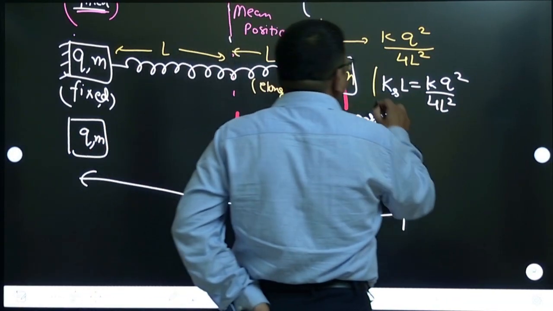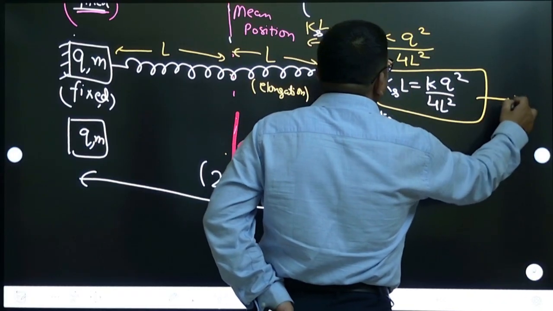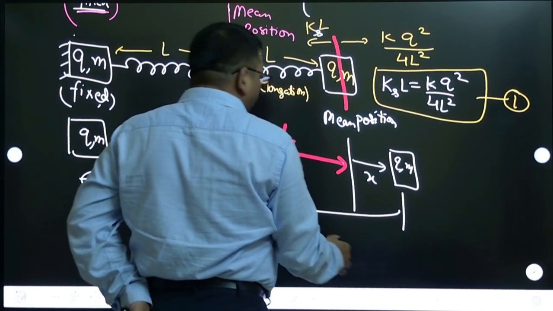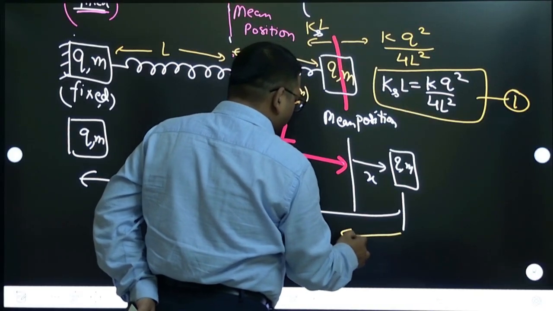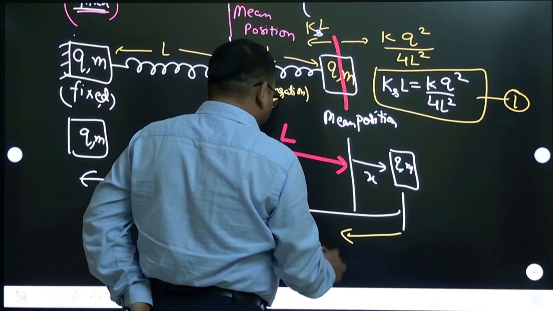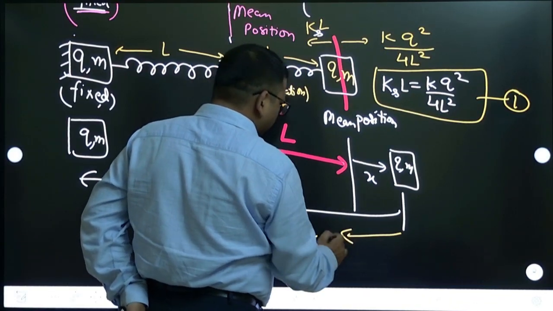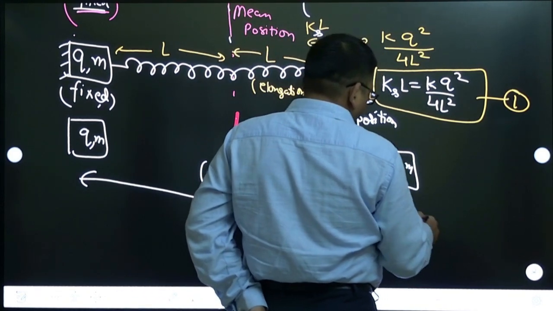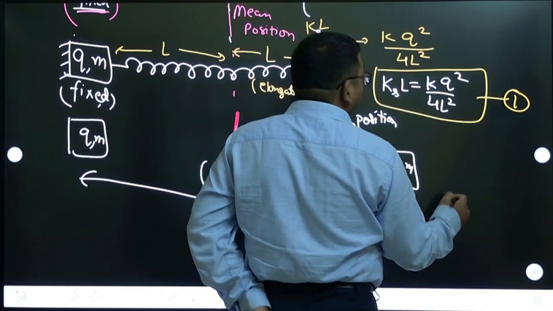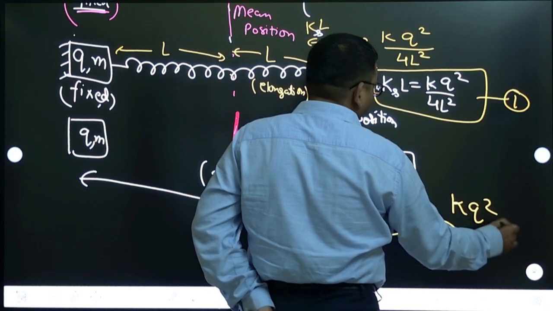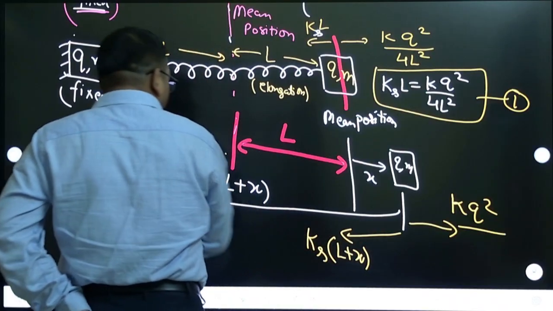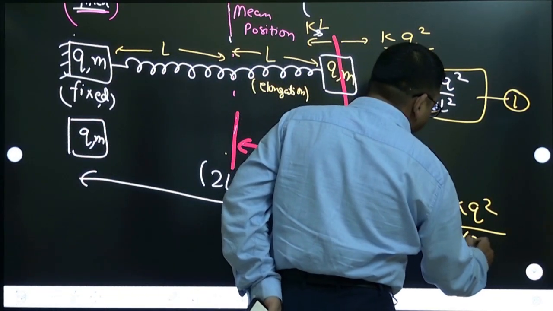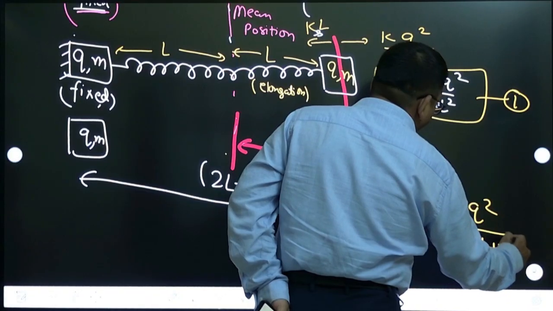So let us keep this equation. We can use this equation. Now you have disturbed it from here. So what will be the spring force now? Spring force will be Ks into elongation. Elongation is L plus x. And the electrostatic force of repulsion is K Q square by distance. Distance is becoming 2L plus x. 2L plus x whole square.